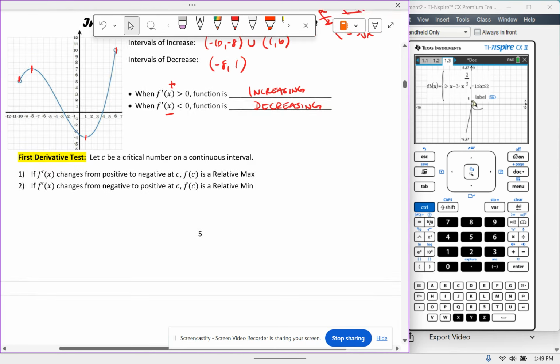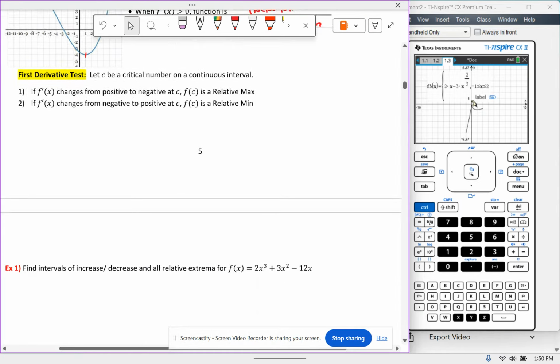So we're going to let c be a critical number on a continuous interval. So now we're dropping that whole closed interval nonsense, and now we're just talking about regular old functions. And now we're just finding the maxes and the mins. And you can drop that language of absolute max, absolute min, local min, because that only happens on a closed interval. So now we're just talking about maxes, mins on a regular old function. This is what you will be using 99% of the time, okay?